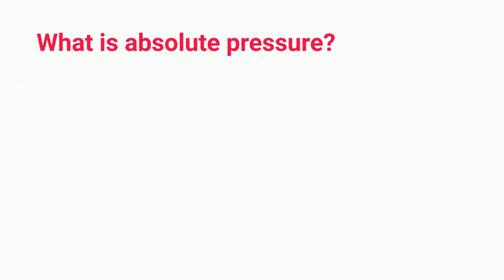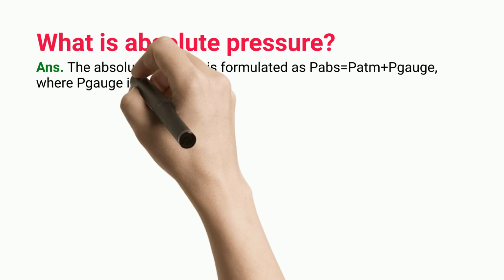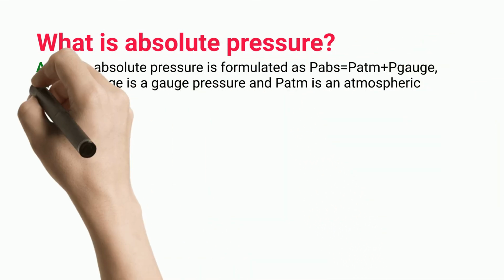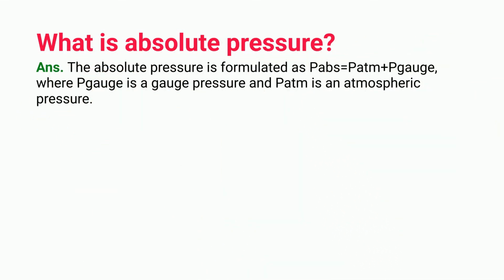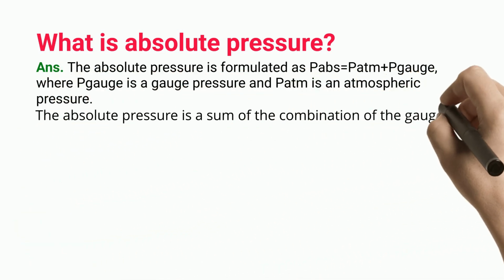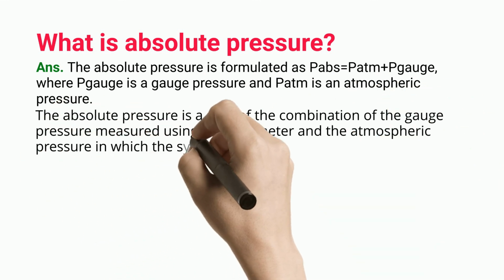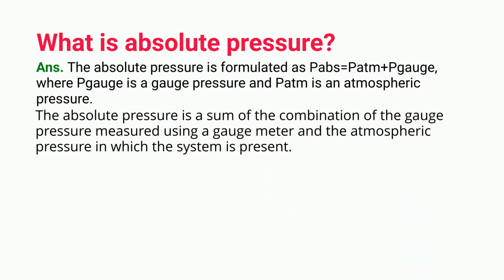What is absolute pressure? The absolute pressure is formulated as P_ABS equals P_ATM plus gauge, where gauge is the gauge pressure and P_ATM is the atmospheric pressure. The absolute pressure is the sum of the gauge pressure measured using a gauge meter and the atmospheric pressure in which the system is present.